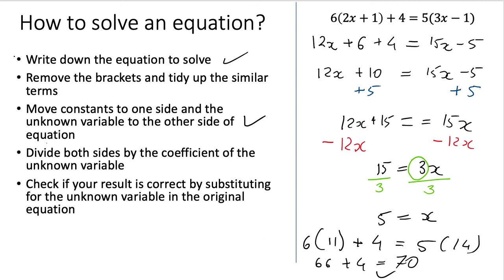Okay. How to solve an equation? We write it down. We remove the brackets and tidy up similar terms. We move constants to one side and the unknown variables to the other side, making sure that we keep the equation balanced. Then we divide both sides by the coefficient of the unknown variable. And finally, if we need to, we can check the result. Okay, that's it for solving equations.